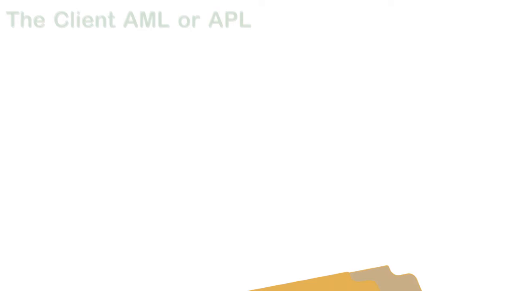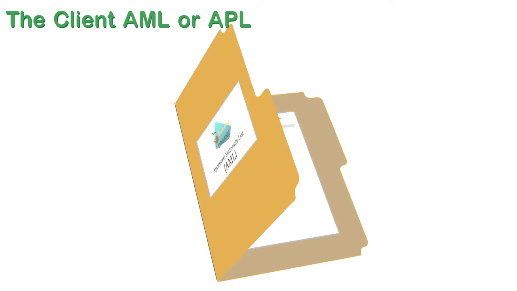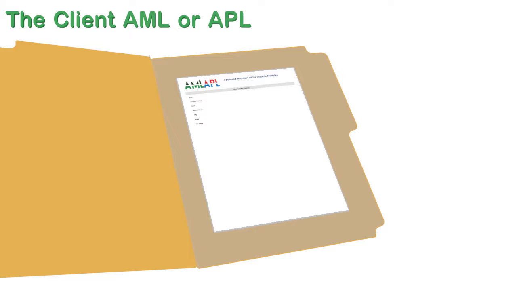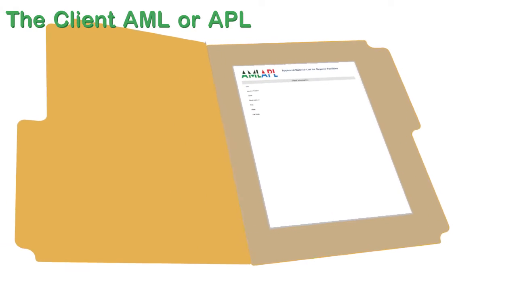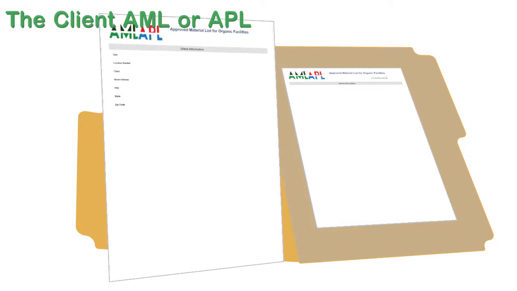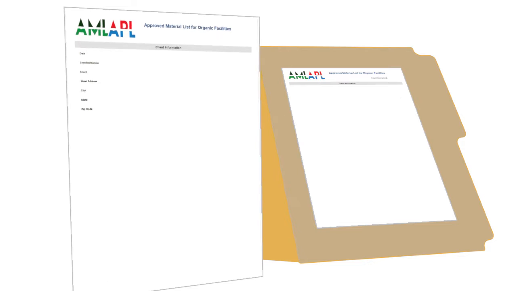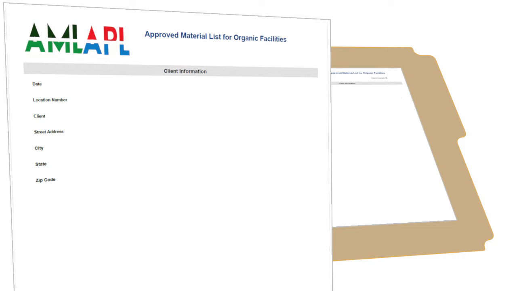Now that we understand the four-step process, let's take another look at the approved materials list, AML or APL, as it is sometimes referred. The AML or APL is usually created at the time of the initial client site inspection and is rarely changed or updated.